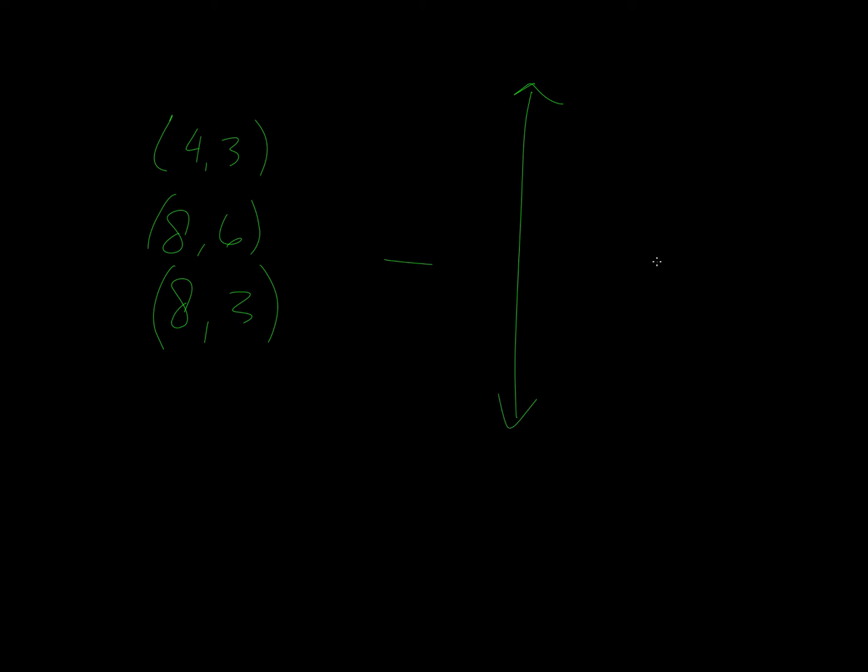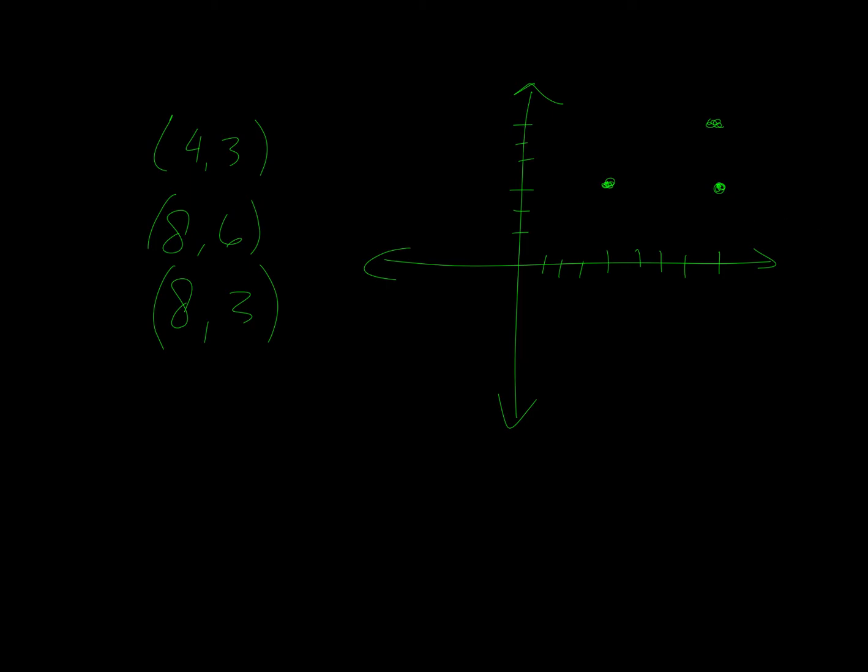Okay, the next one says there's a triangle with vertices (4, 3), (8, 6), and (8, 3). We want to know if it's a right triangle. So maybe drawing this one out would help. So 1, 2, 3, 4, 1, 2, 3. And then 1, 2, 3, 4, 5, 6, 7, 8. And 3, 4, 5, 6. And then (8, 3).